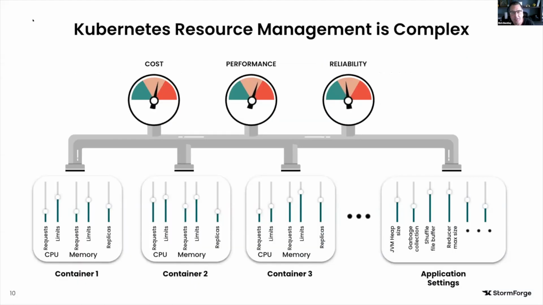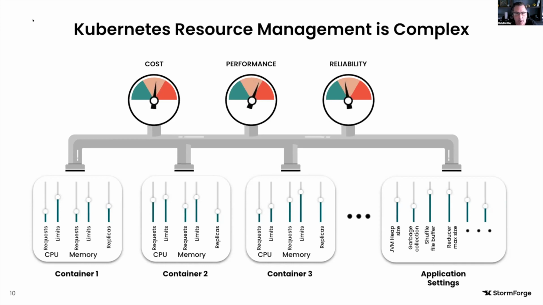So one of the reasons this is so challenging is just the complexity of managing resources within Kubernetes. If we think about the decisions that you have to make as an engineer when you're deploying your application, your application may consist of a number of different services that are running in containers. Within each of those containers, you have to set CPU requests and limits, memory requests and limits, replicas, and then there's also application specific settings that you have to configure as well.